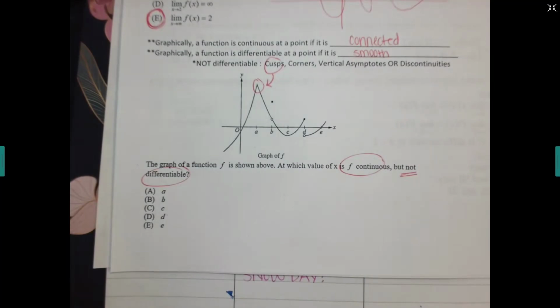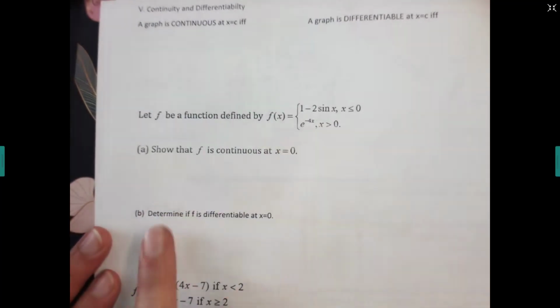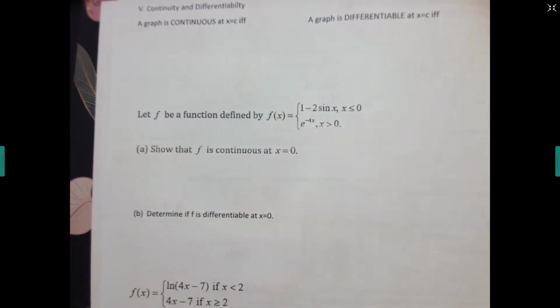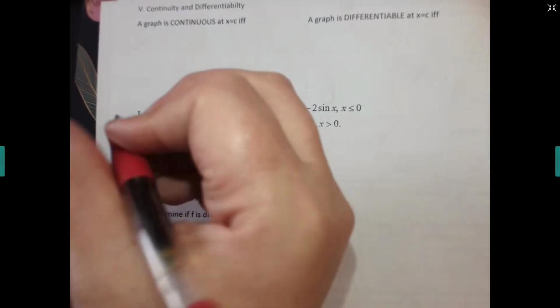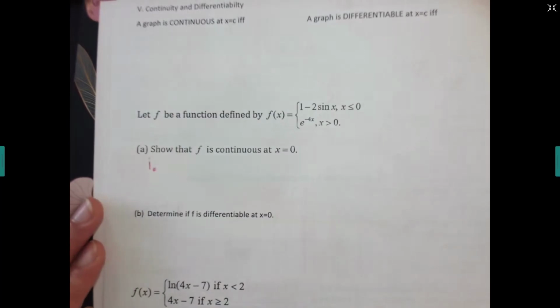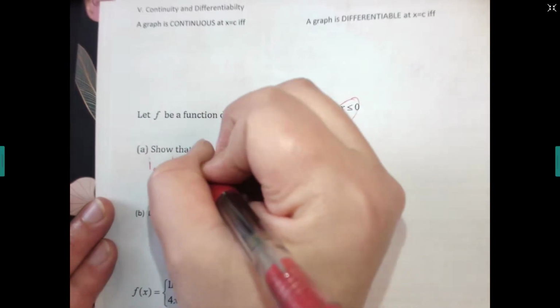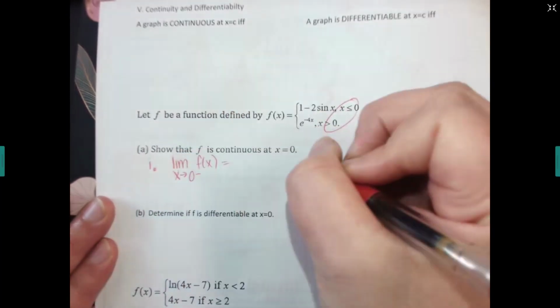All right, let's do this one right here. They give you a piecewise function and they're asking you to show that it's continuous. Now, you have a study sheet that says this from long ago, but let's review what the parts are. The first thing that you have to check is your limit from the left and right have to come out the same. So I'm going to do the limit as x approaches 0, which is my breakpoint. I'm going to check it from the left first.